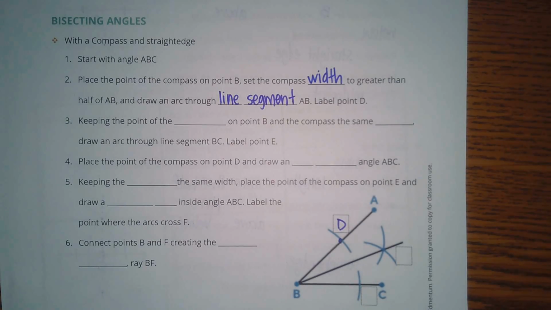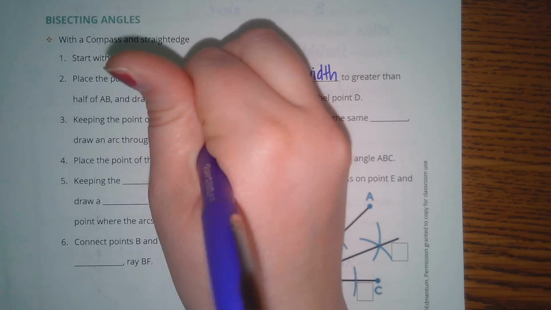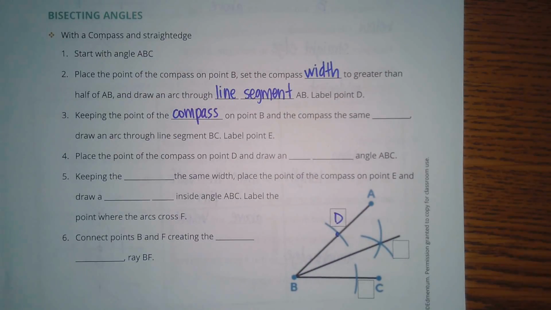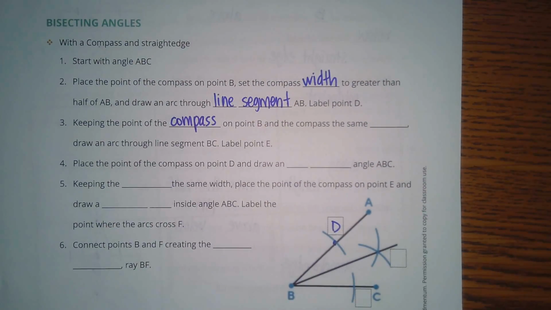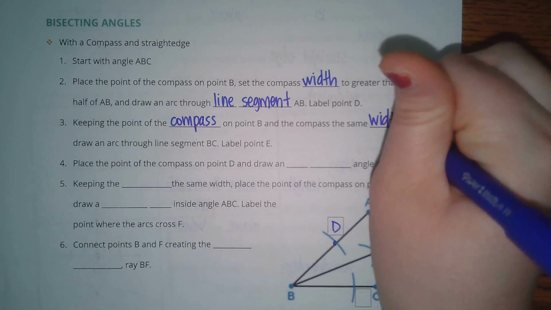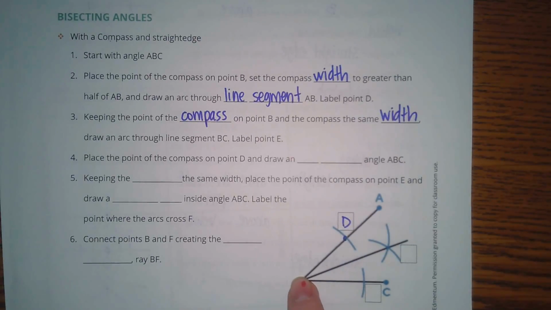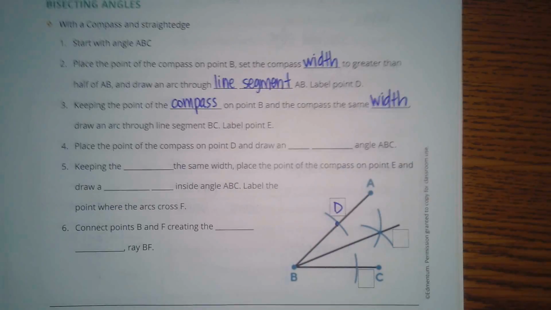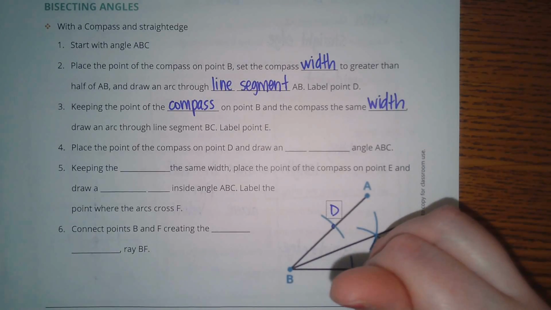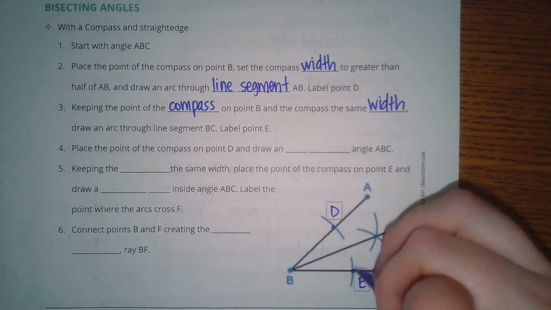Now keeping the point of the compass on point B, and we're not changing the compass width at all. So it's still on this point B, we're not changing the width or moving it. We're going to draw another arc through this other line segment BC, and we're going to label this one E. So we drew a short little arc here and a short little arc here.